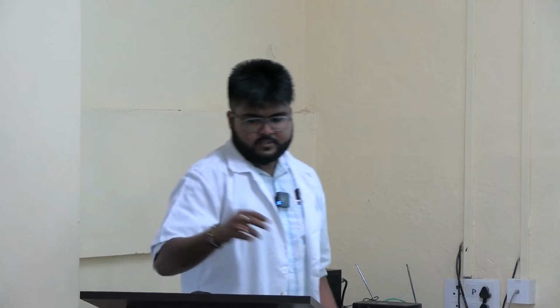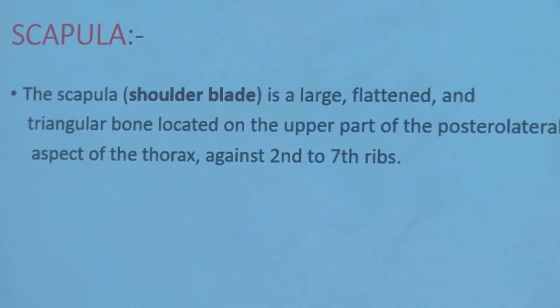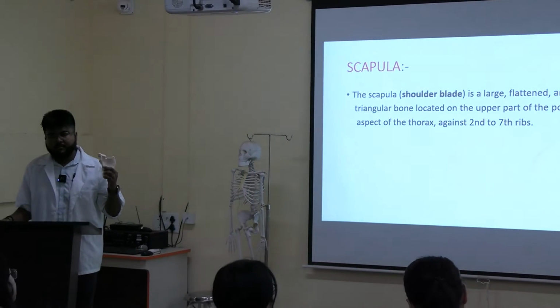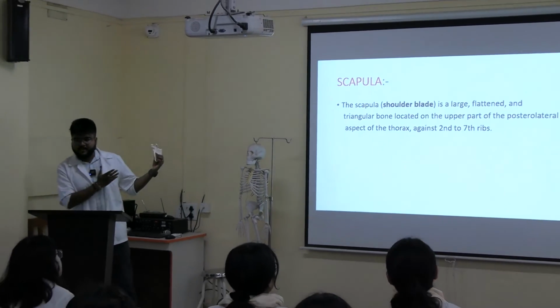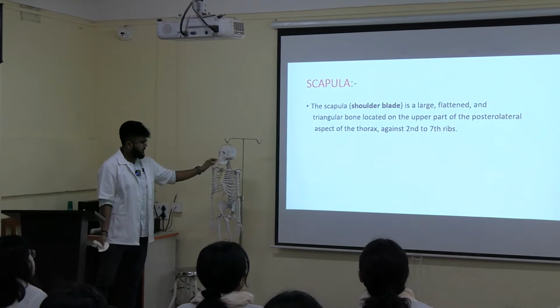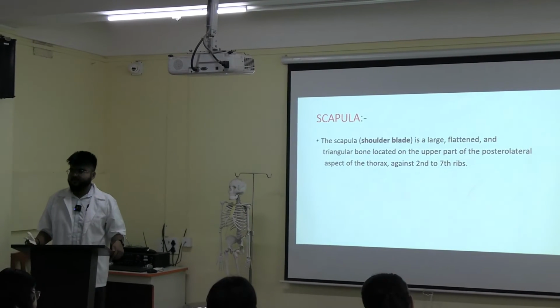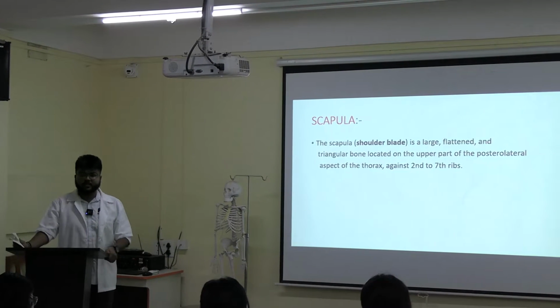Next, the parts along with the muscle attachments. See, first the scapula bone is also called the shoulder blade. It is a large flattened triangular shaped bone, mainly present in the posterior lateral aspect of the thorax in between the second to seventh rib. So this is the location. First you have to know where it is located.